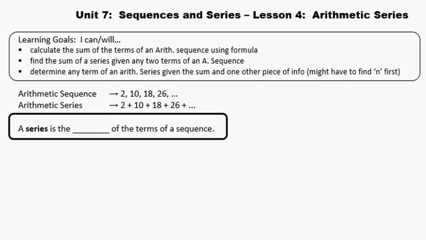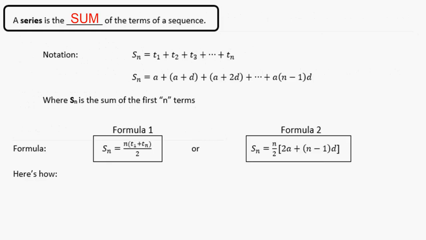Alright, so an arithmetic sequence. Here's an example of an arithmetic sequence: 2, 10, 18, 26. So this right here, that's a sequence. 2 plus 10 plus 18 plus 26 plus, this is a series. The difference between a sequence and a series: a sequence is a list of numbers. A series is the sum of numbers in a sequence. So here we go.